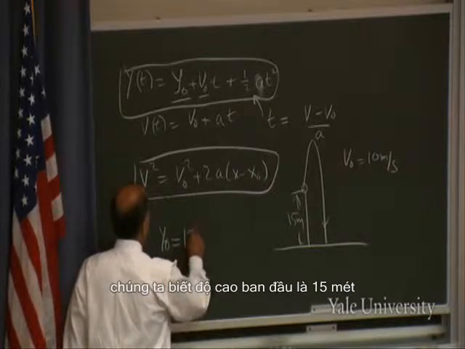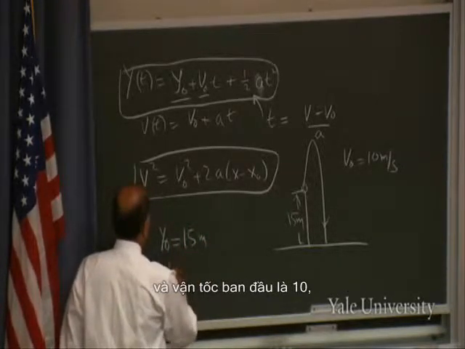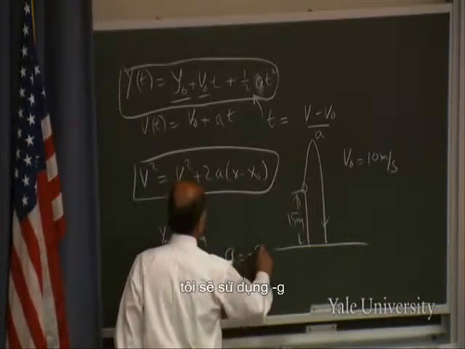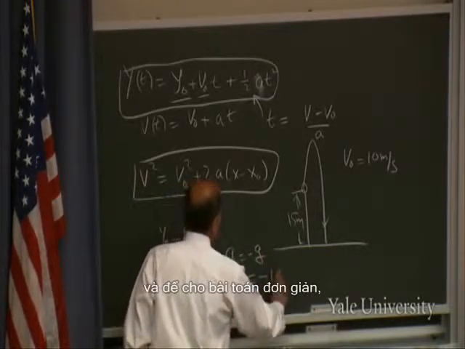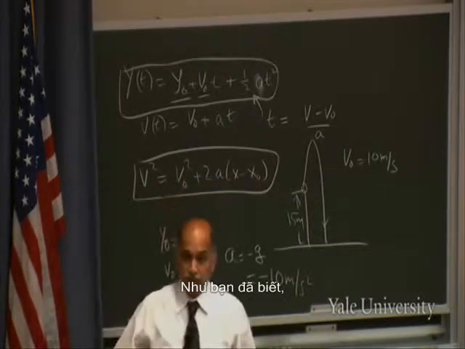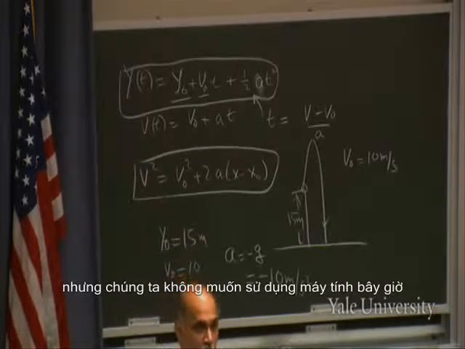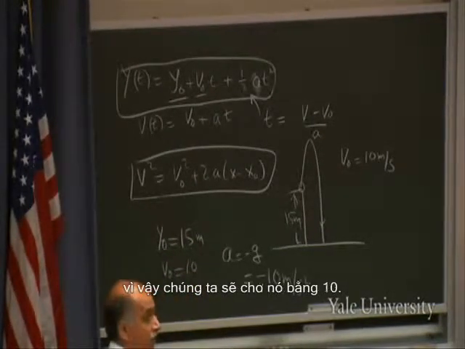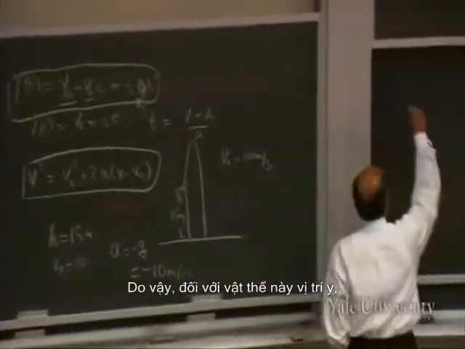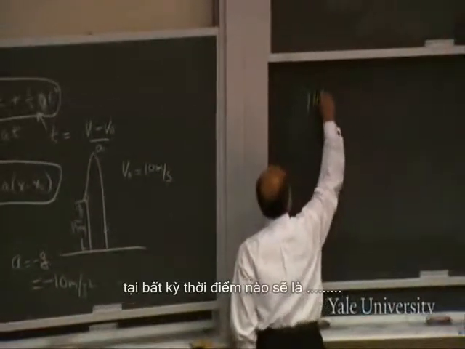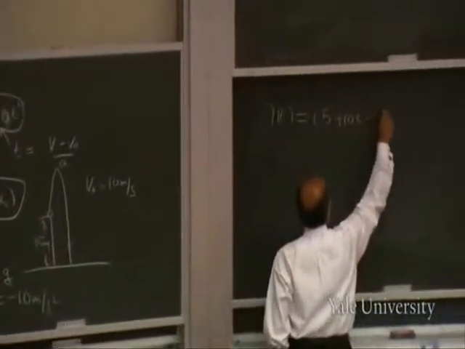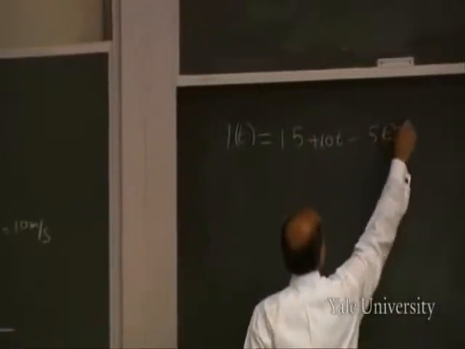The initial height should be 15 meters, and the initial velocity should be 10. And for acceleration, I'm going to use minus g, and to keep life simple, I'm going to call it minus 10. As you know, the correct answer is 9.8, but we don't want to use the calculator now, so we'll call it minus 10. Consequently, for this object, the position y at any time t is known to be 15 plus 10t minus 5t squared.